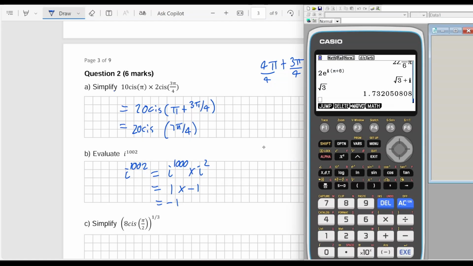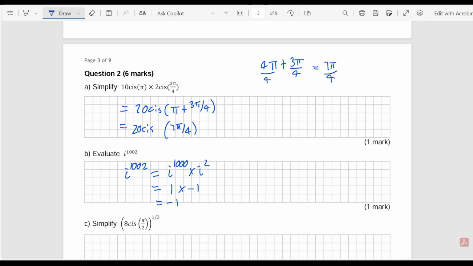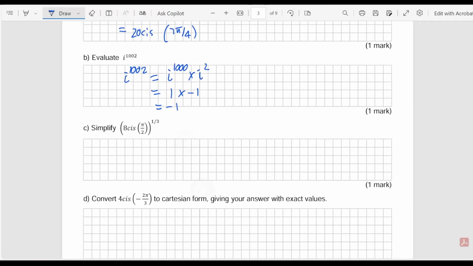I'm not sure whether your calculator will tell you the answer to this, but we can check just to make sure that we're correct. So if we look at that, I'm going to go shift i to the power of 1002 minus 1. Simplify that.